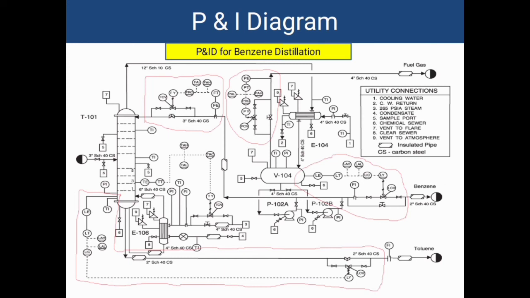Then this level element transmits the signal to the level transmitter. Then this level transmitter transmits the signal to the level indicator controller, and there is an alarm. An alarm will be actuated in the control room so that the control room operator can notice. Then the level indicator controller controls the level control valve. When the level is high, we can open the valve to reduce the level. When the level is low, we can close the valve to maintain the level in the distillation bottom. So this is one control loop which controls the level in the distillation tower.